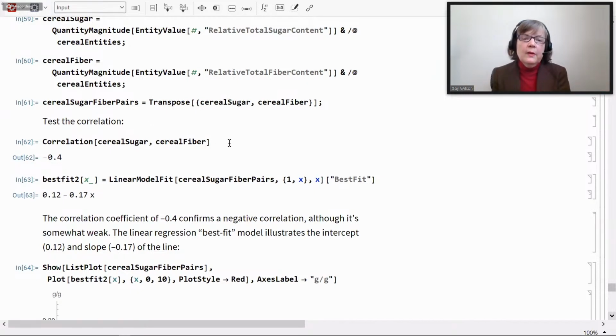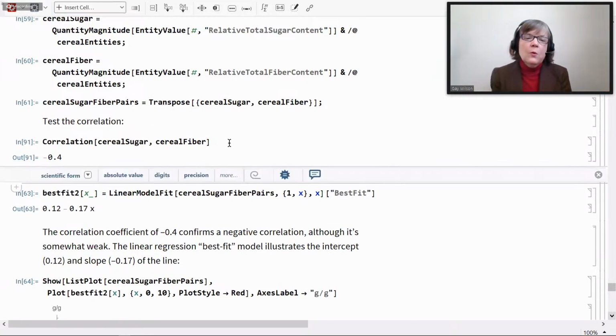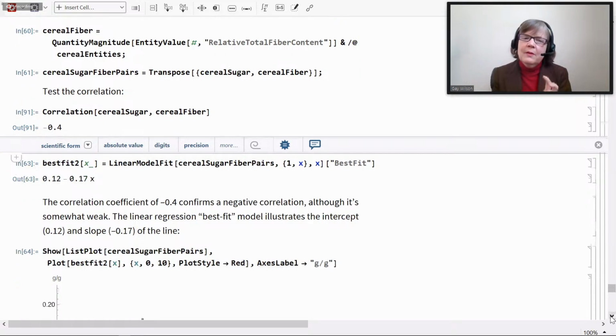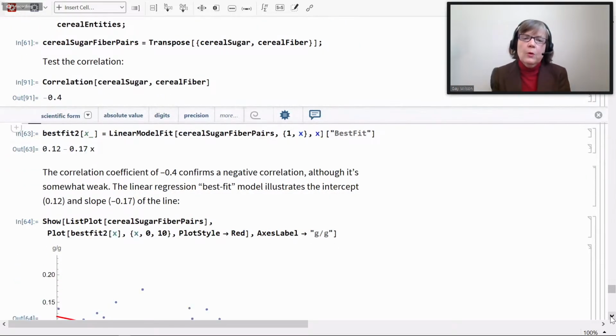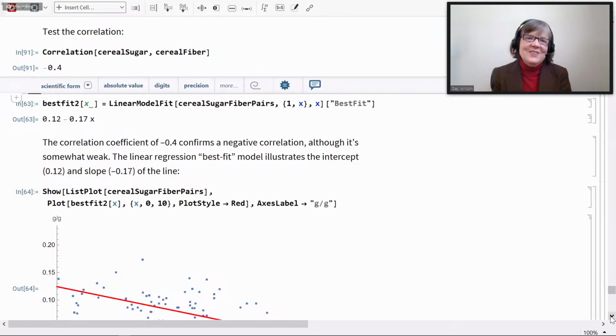I tested the correlation. First of all, let's look at the correlation. Negative 0.4. So what did that tell us, the negative 0.4? That's in that weak range, right? If it was less than negative 0.5 or greater than 0.5, it's considered strong. So negative 0.4, it's close to strong, but it's not the strongest, and it's a negative correlation, as we sort of had guessed, right?